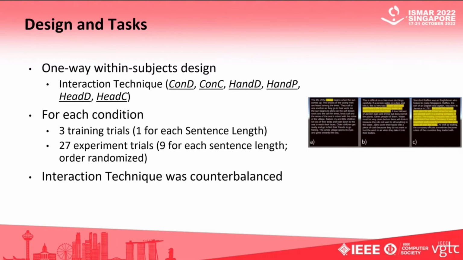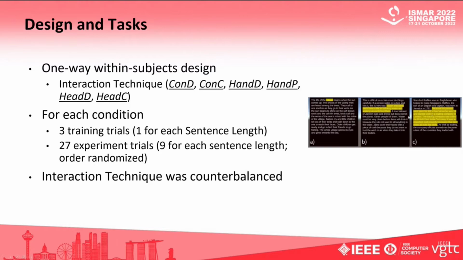We designed the study as a one-way within-subject design with the interaction technique as the within-subjects variable. The techniques we evaluated are controller dwell, controller click, hand dwell, hand pinch, head dwell, and head click. For each condition, they need to complete 3 training trials, 1 for each sentence length. On the image here, you can see 3 different sentence lengths: a single word, that is short; medium, that is a text fragment across 2 to 3 lines; and long, that is text across 6 to 8 lines.